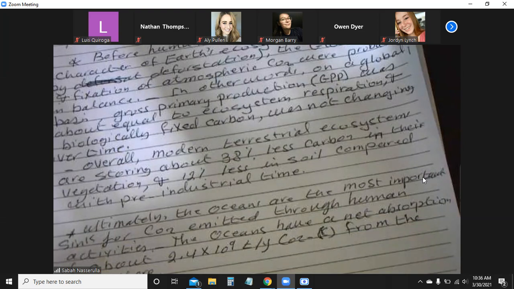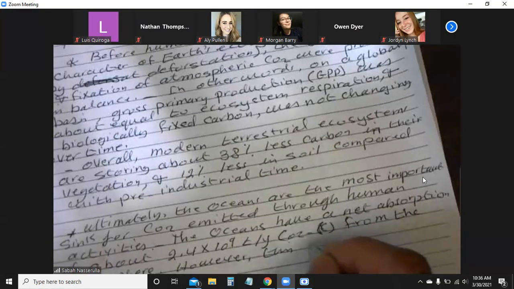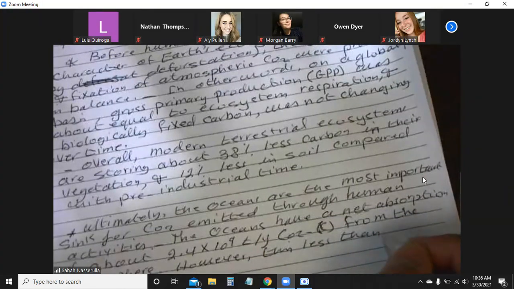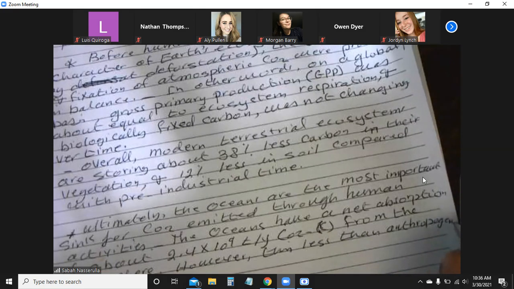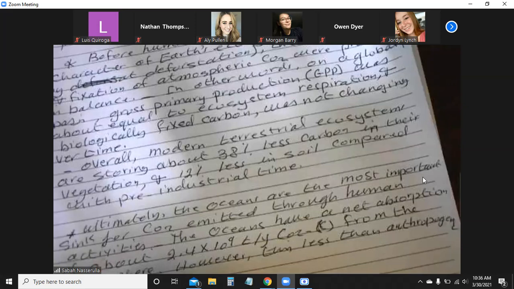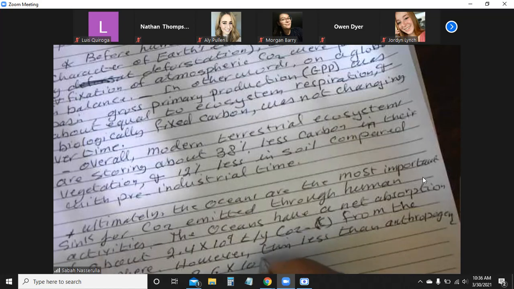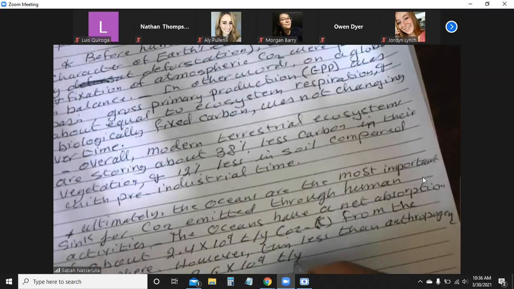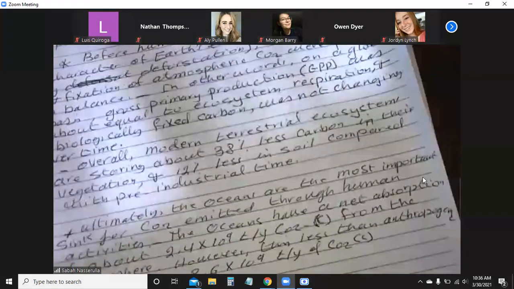However, this is less than the anthropogenic emissions, which are about 8.6 times 10 to the power 9 tons per year, the same unit, of carbon from the carbon dioxide.